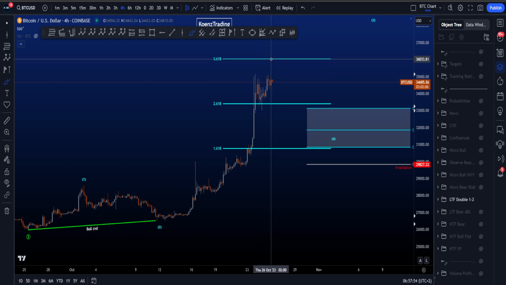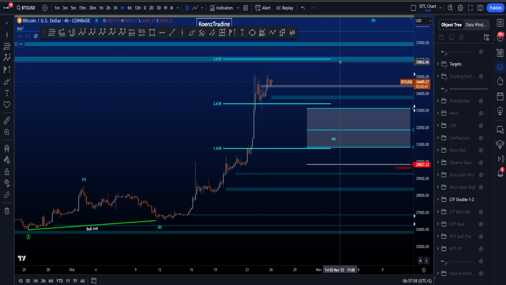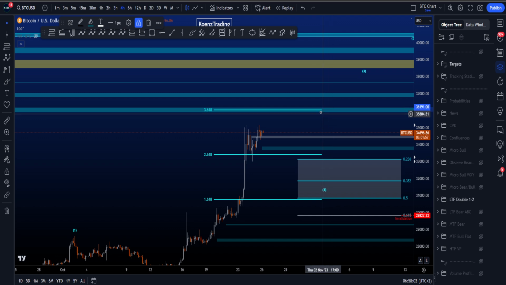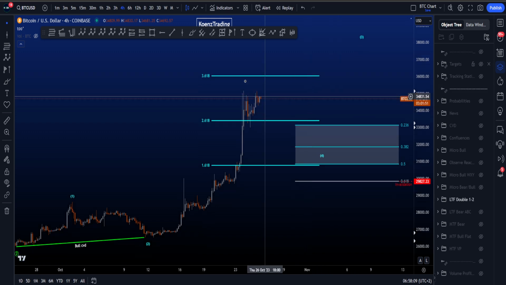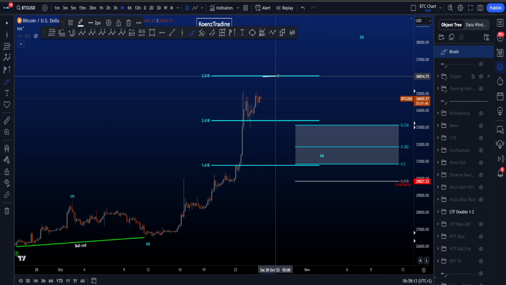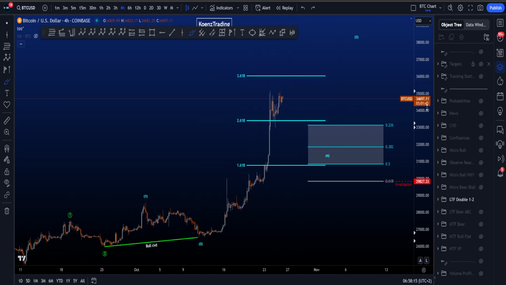Probabilities are high for price to move to the 3.618 eventually, which is sitting at 36k, which is also in confluence with my resistance box that I have over here between 35.9 and 36.2k. So that is very, very nice indeed. Of course, the range can continue here. We go into the micro in a second, but the 3.618 makes sense based on this analysis.